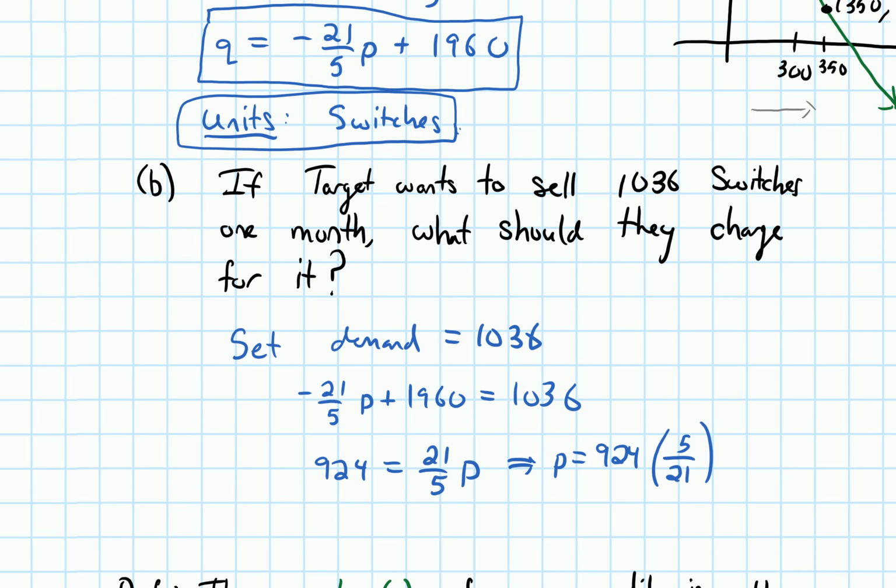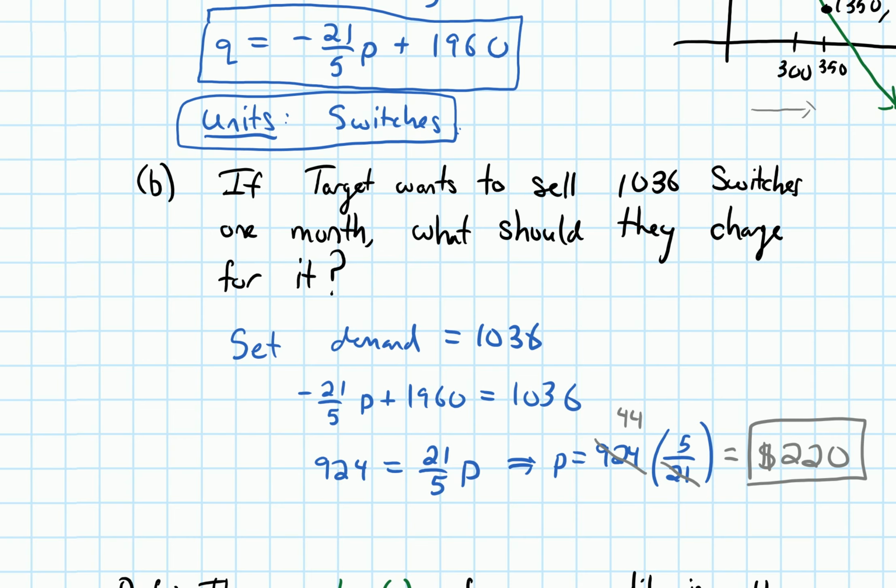All right, and now I could cancel a little bit. It turns out that 21 goes in evenly into 924. It goes in 44 times. And if I multiply 44 times the 5, we get 220. So p, the price they should charge, is 220. The units are dollars.